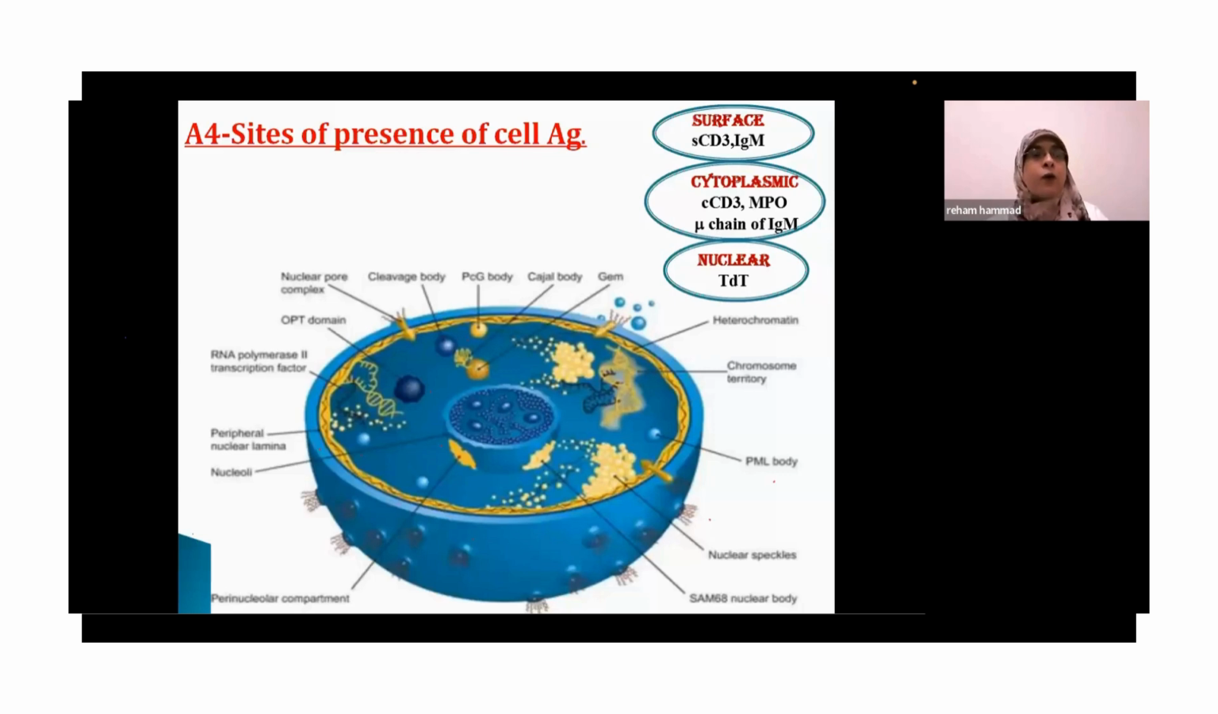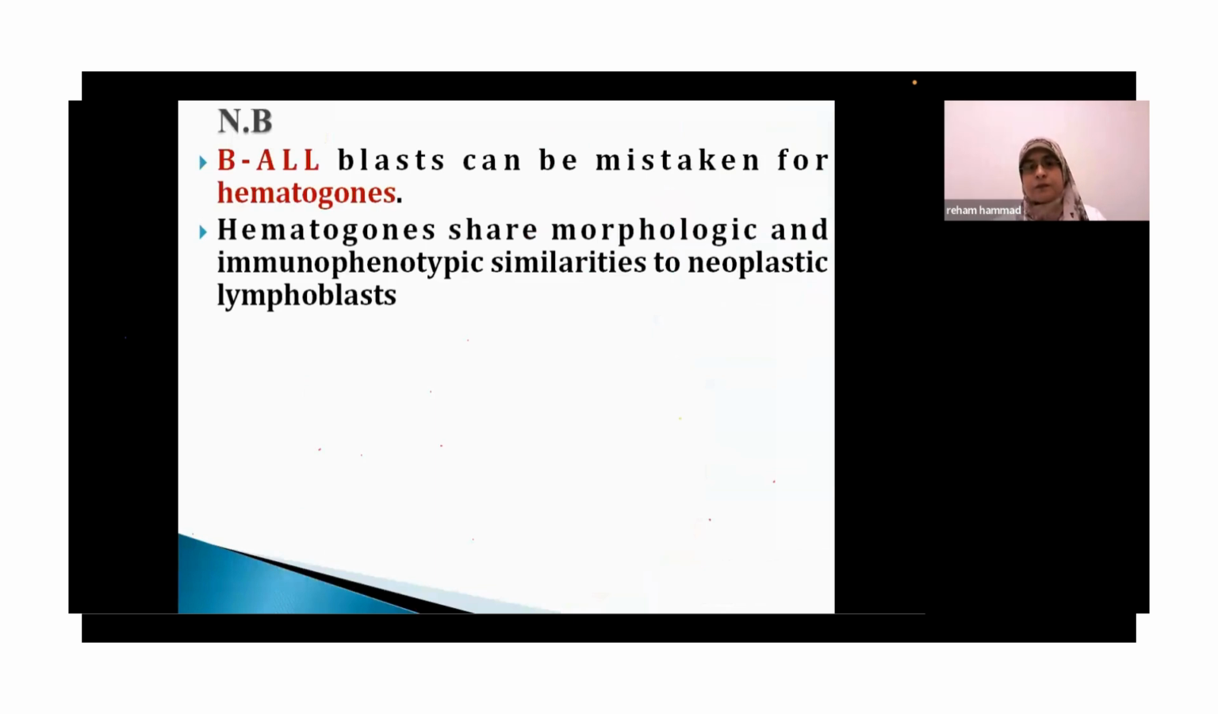So knowing where you are going to find the antigenic structure inside the flow cytometry lab is fundamental for you to see if it is positive or negative. Do not look for it in the wrong place, and then report it as not found while it was actually found, but you did not know.